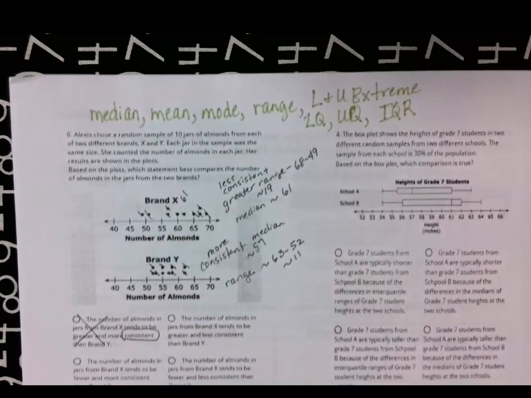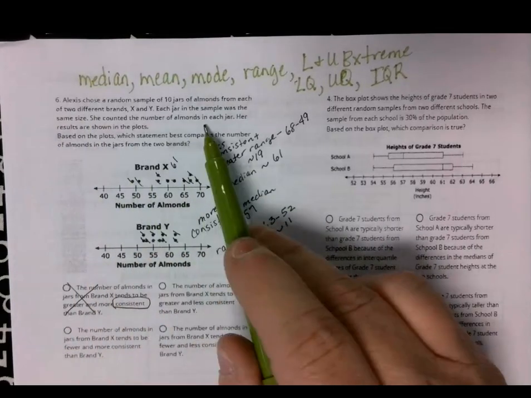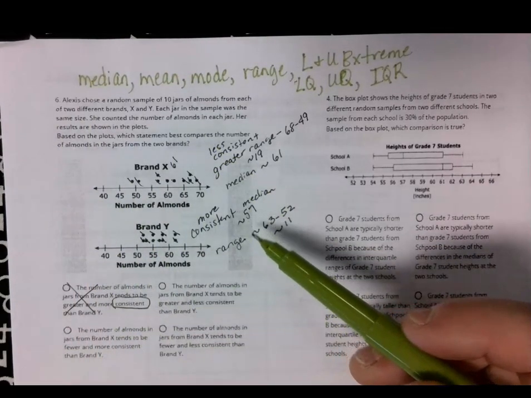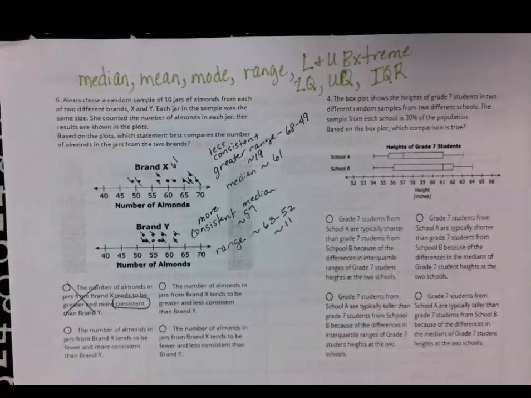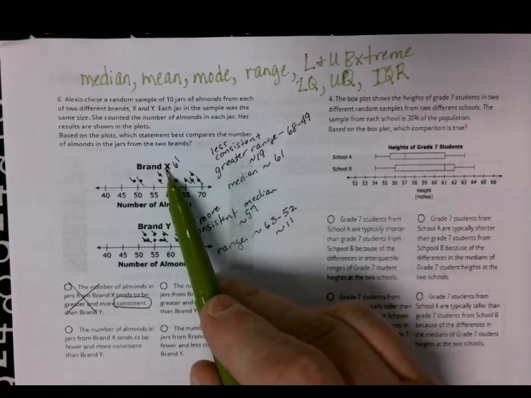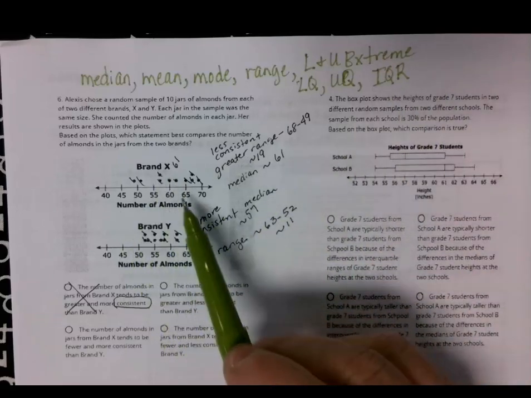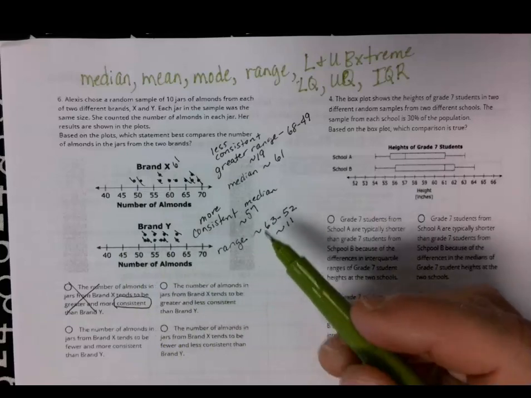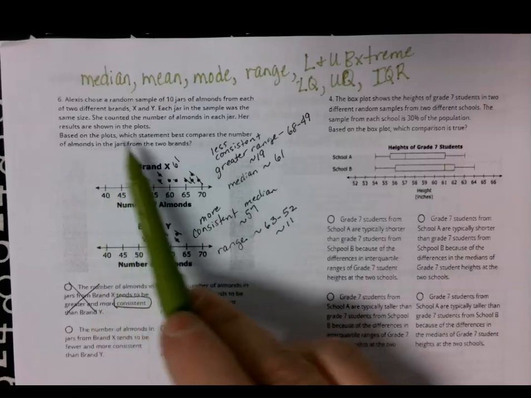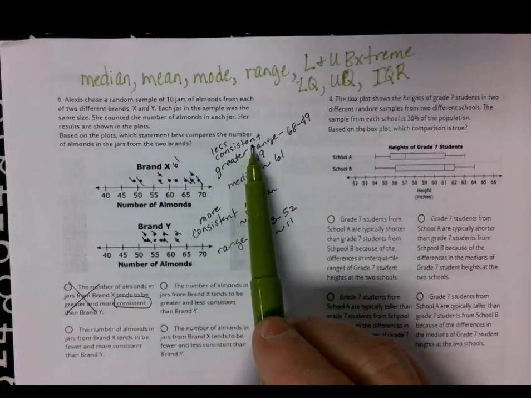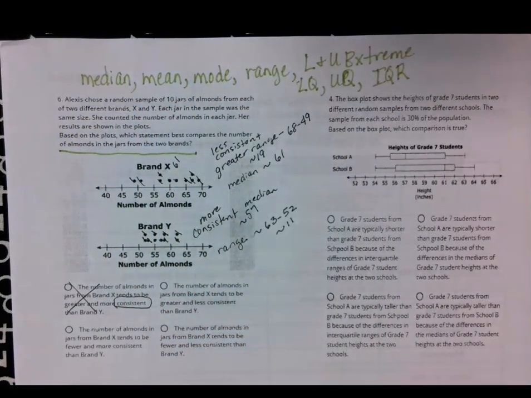Now, in order to save time and get the most out of this time together, I may not be reading all of the scenarios, but jump right into the analysis. If you would like to pause the videos to read prior to that, please do so. So we are comparing brand X and brand Y. And when we're doing that, we're going to be looking at multiple things. But because we don't know what we're looking for, we're going to look at what it is asking and look at our choices. So based on the plots, which statement best compares the number of almonds in the two brands?